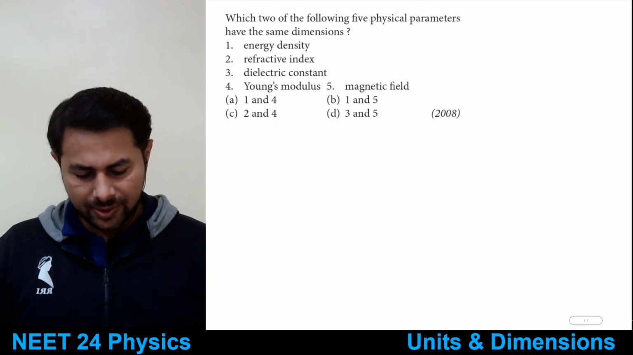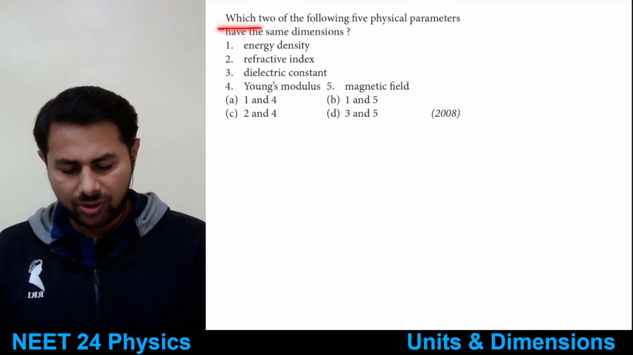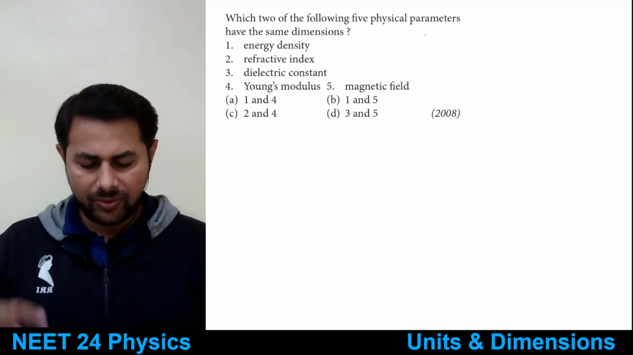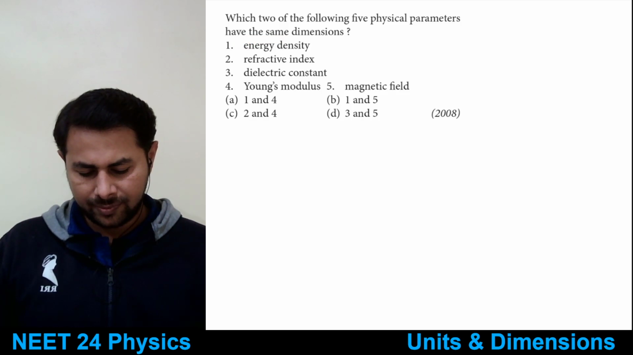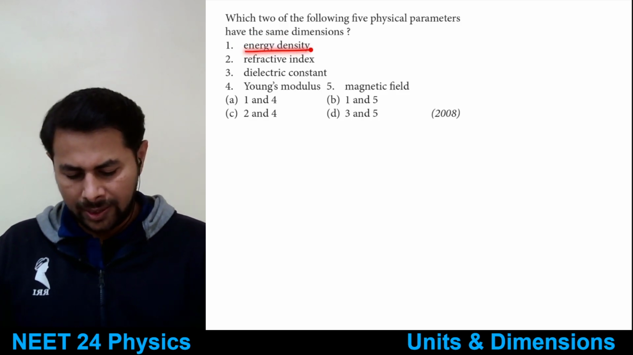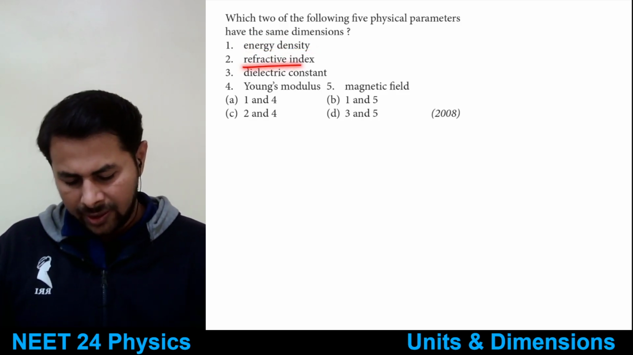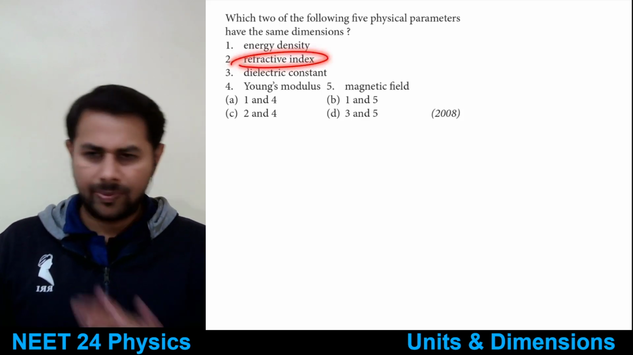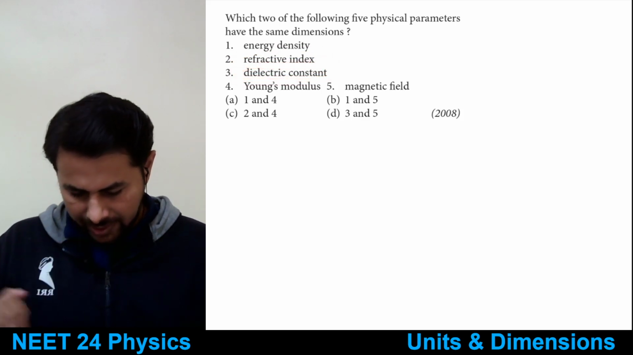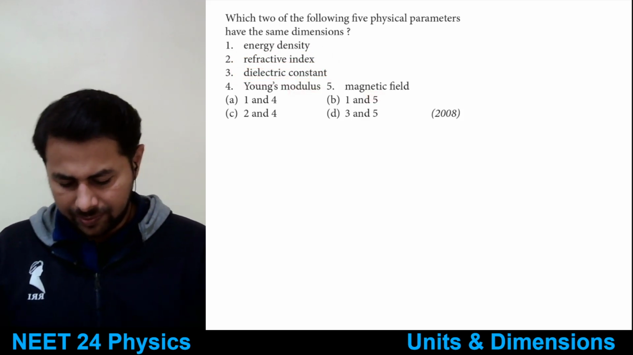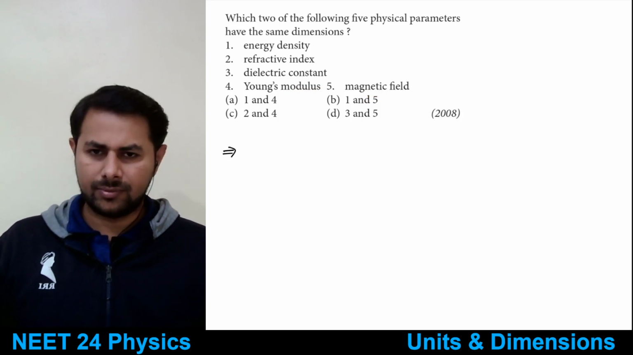All right, let's see the next one. Which two of the following 5 physical parameters have the same dimensions? Tell me if you know. Energy density, then refractive index, which doesn't have any dimensions, dielectric constant, then Young's modulus, and magnetic field. Tell me.